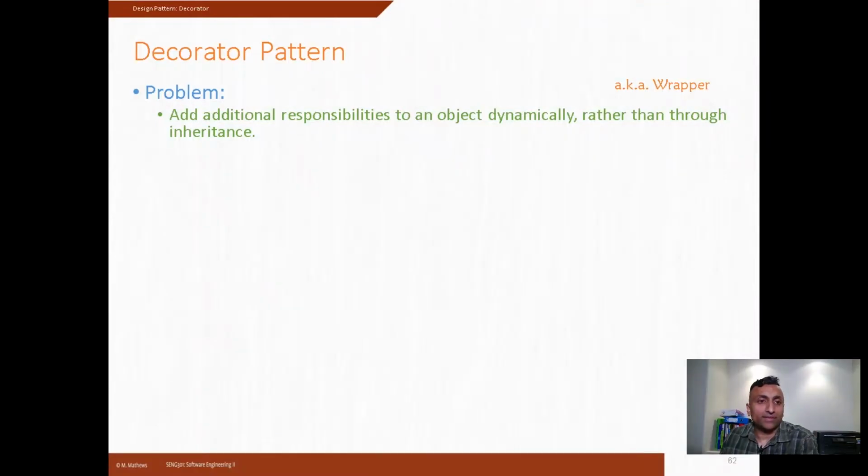Let's take a look at the decorator design pattern. So what's the problem that we're trying to solve? Well, we want to be able to give additional responsibilities to an object. We want to be able to do it dynamically and not through inheritance. We want to be able to say, here's extra behavior to whatever object we may have.